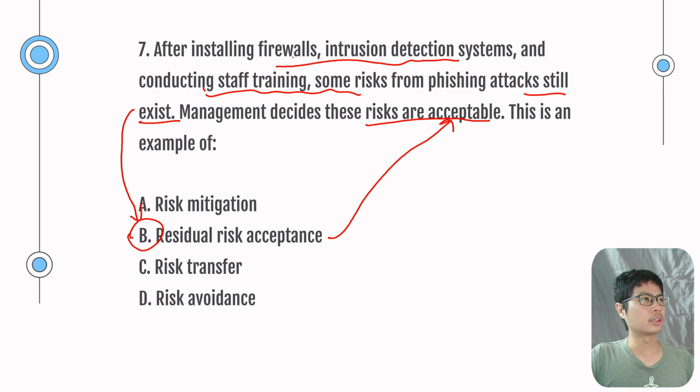If we were to dig into all of this, the firewalls and everything, all these are examples of risk mitigation. But because there's so much of an emphasis on the existing risk and accepting of the existing risk, the answer to this question should be residual risk acceptance.